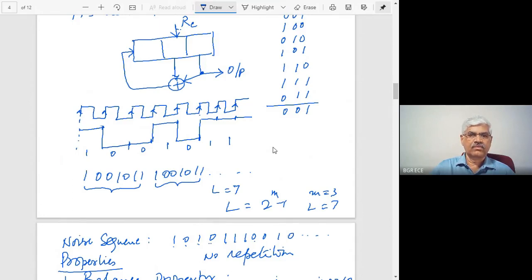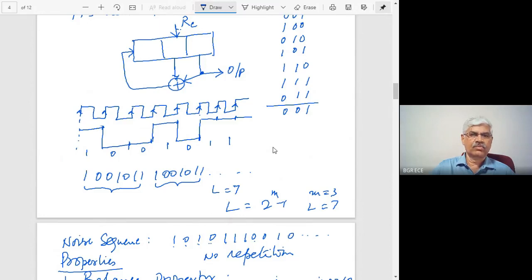Every user will be using the same bandwidth, but they will use different codes to spread their spectrum. So in that case also multiple access can be achieved. A lot of advantages compared to the FDMA and TDMA, and that is why the CDMA is popular. And this is very popularly used in mobile communication.